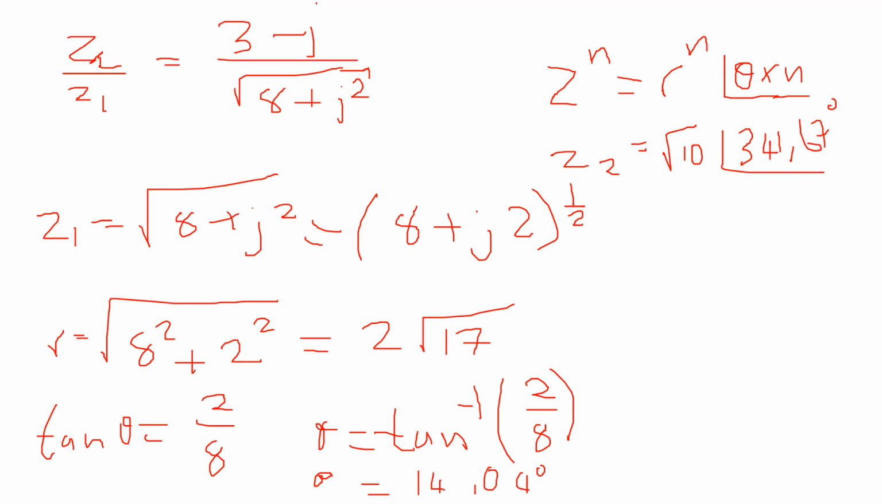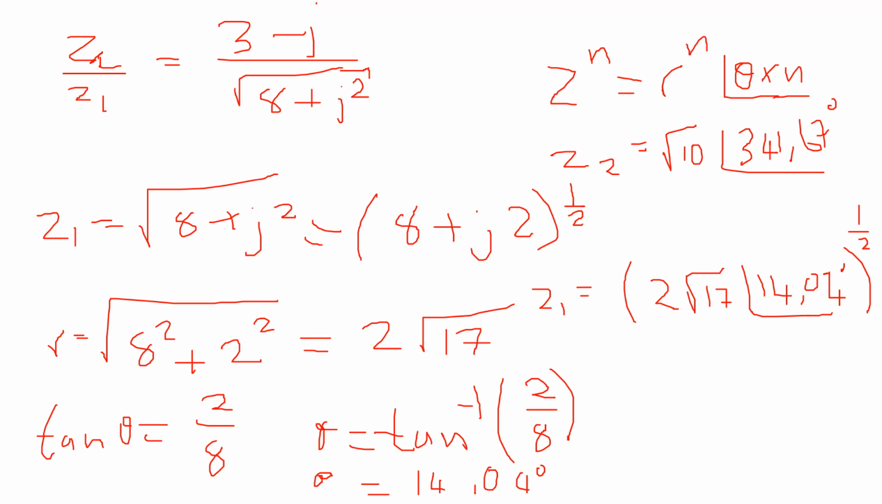So our simplified rectangular to polar form, which is inside here, is: the R is 2 square root 17, and then it has an angle of 14.04 degrees. Okay, so remember, this one is raised to the power of 1 over 2. Okay, so this is our Z1. I was correct about that.